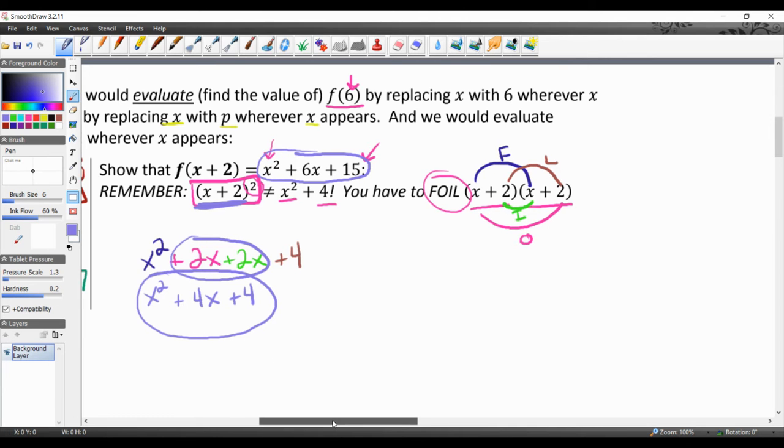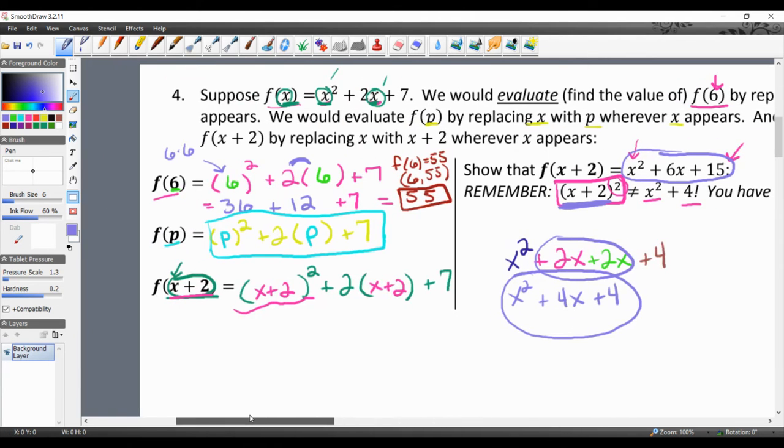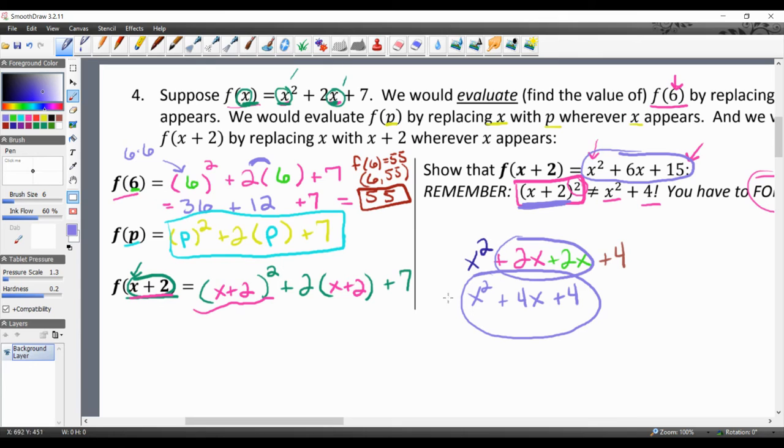So I'm going to scroll back a little bit now over here. This entire piece is what I did right here. So now I have x squared plus 2x plus 4. And I'm going to bring down everything else: plus 2 times x plus 2. So I'm just bringing all this down, plus 7.